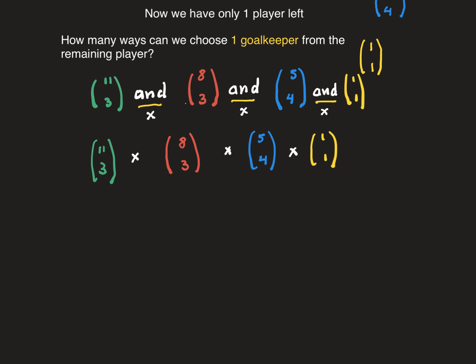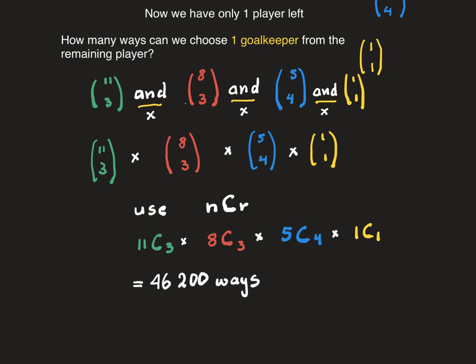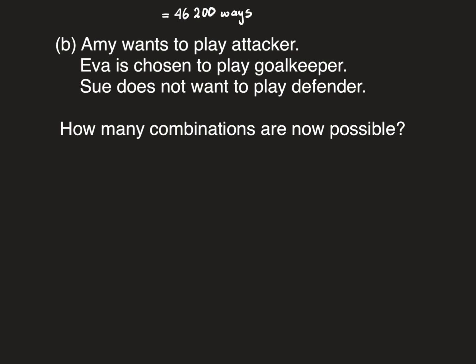And so in your calculator, use the button which has nCr in it, and what you will write now is 11C3, and you will multiply that by 8C3 and multiply this by 5C4 and then multiply this by 1C1. And the answer will be 46,200 ways.